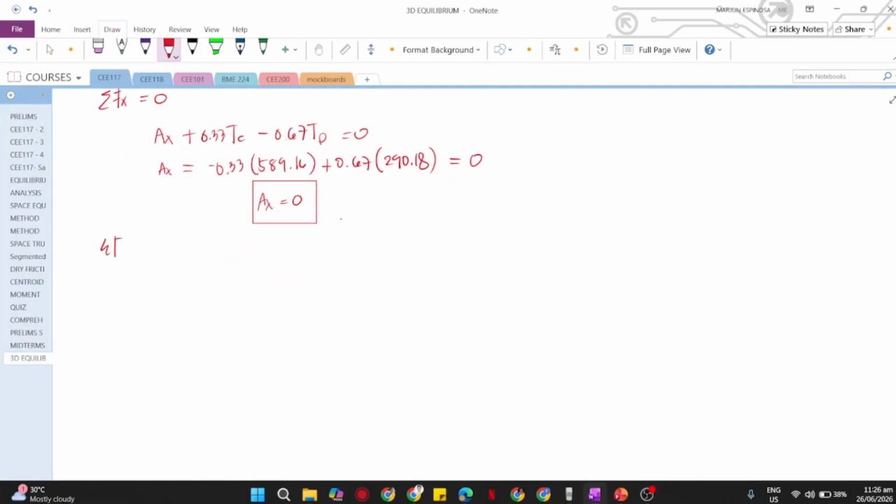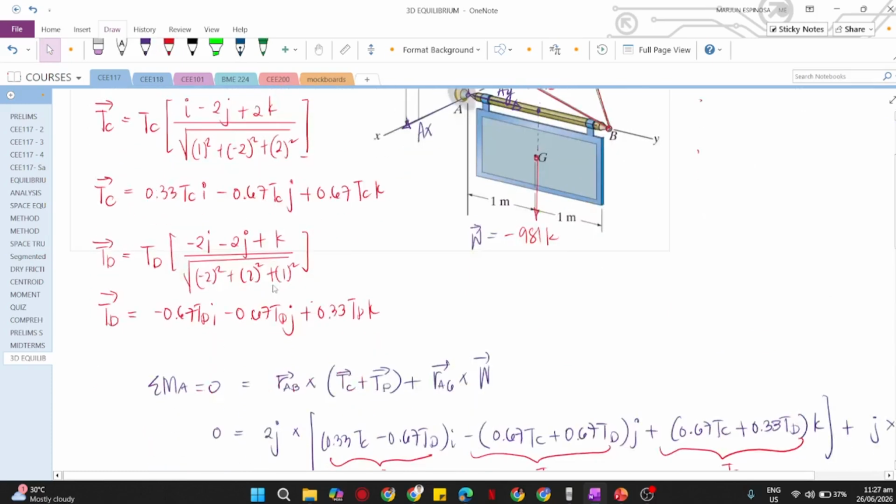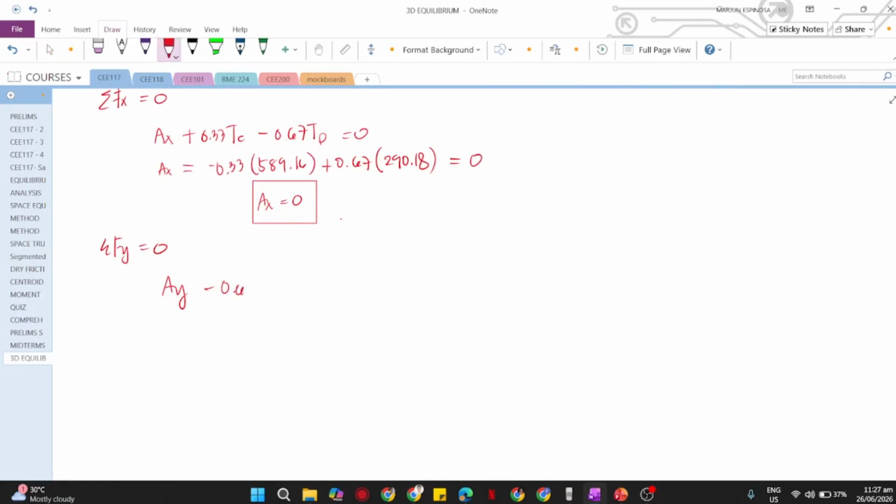Next, summation of forces along Y equals 0. We have AY, and we add all the terms with j. We have negative 0.67 TC and negative 0.67 TD, and nothing else, equated to 0. Therefore, AY, when we transpose this to the other side, becomes positive: 589.16 and 290.18, both positive.